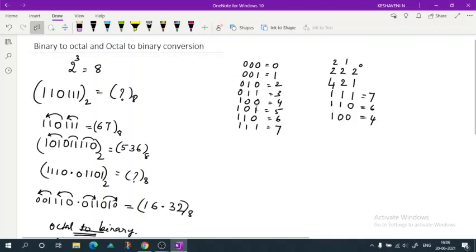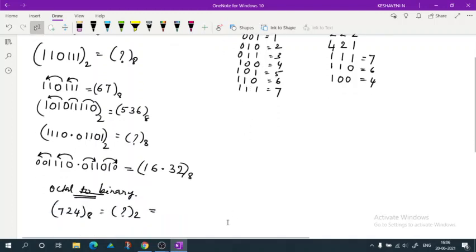So I can write 7 as 111, 2 as 010, 4 as 100. This is the representation of octal to binary.